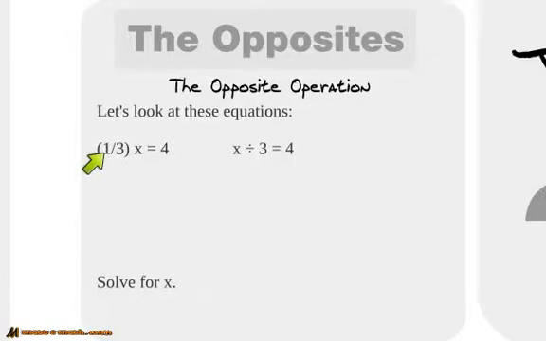If you're not familiar with what 1/3 is, it's the same thing as dividing by 3, right? 1/3 is dividing by 3. So if I'm multiplying by negative 1 or by 1/3, how do I get rid of multiplying by 1/3? I divide by 1/3. But it's much easier to look at it like this.